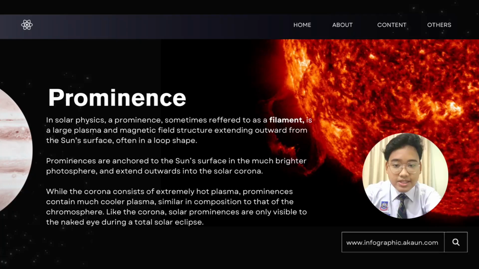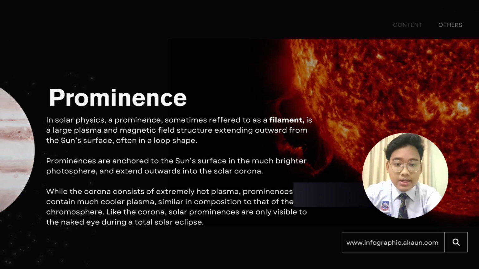In solar physics, a prominence, sometimes referred to as a filament, is a large plasma and magnetic field structure extending outward from the sun's surface, often in a loop shape. Prominences are anchored in the sun's surface in the much brighter photosphere and extend outwards into the solar corona.